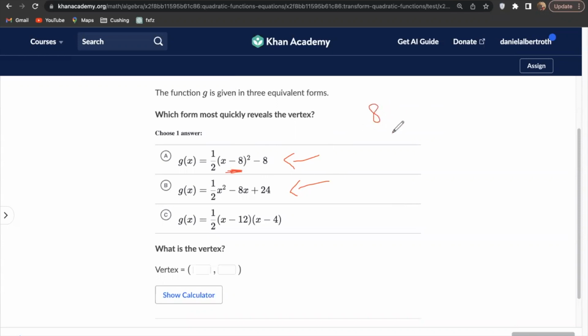So the x value is 8. It's not -8, it's +8. And then the number you see at the end is -8. So the vertex is very clearly seen in vertex form. C is in a factored form, which lets you see the solutions really easily. You can see the two solutions are 12 and 4. A is in vertex form, and the vertex is going to be 8, -8.